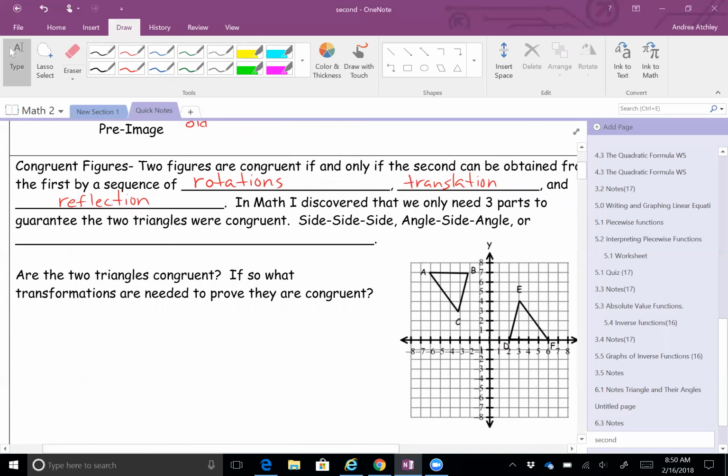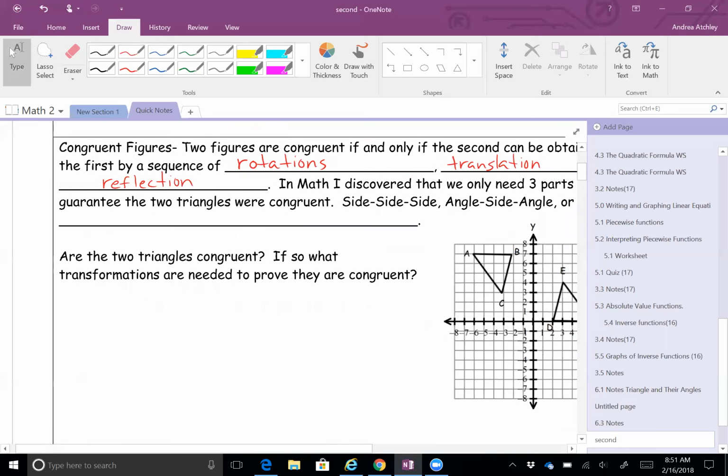Do you guys remember side, side, side congruency? If all the sides were congruent, then we could say that the triangles are congruent. Okay, angle, side, angle. If you had an angle, then a side, and another angle, then you could prove that those things were congruent. Or there were 2 others. Yeah. Side, angle, side. And there was one more, a very special one.